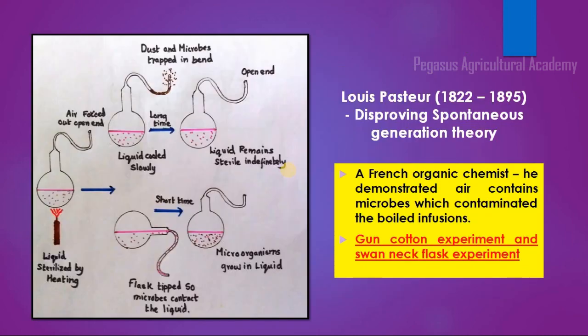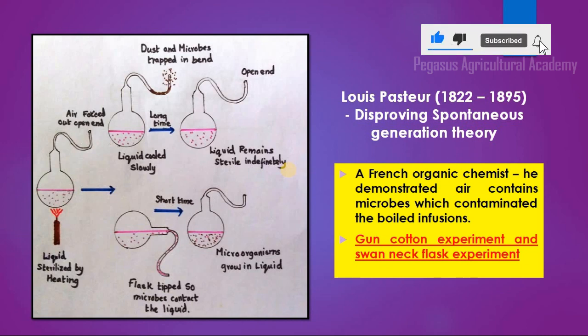And then came Louis Pasteur. He is the hero of microbiology. This is the first time Louis Pasteur came into the limelight. He disproved the spontaneous generation theory once and for all. Nobody could challenge him after he disproved this theory. The experiment performed by Louis Pasteur is the swan neck flask experiment. Louis Pasteur was not a microbiologist; he was a French organic chemist who demonstrated a lot of experiments to disprove the spontaneous generation theory.